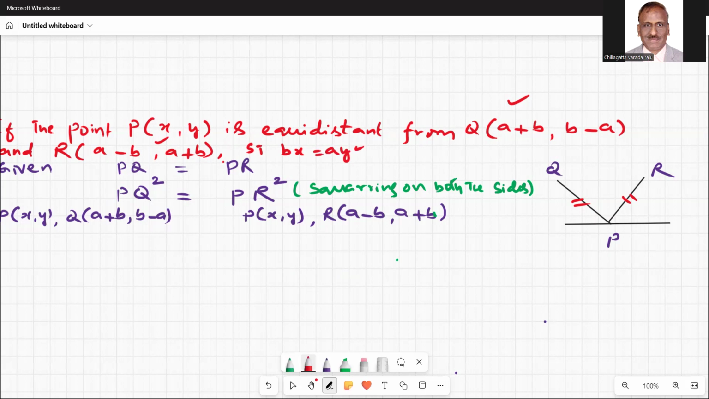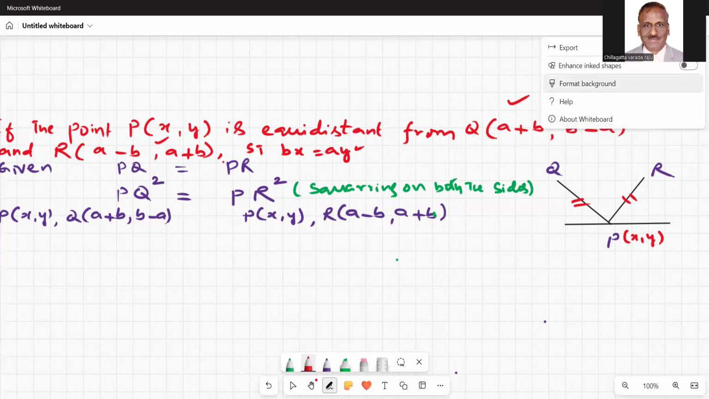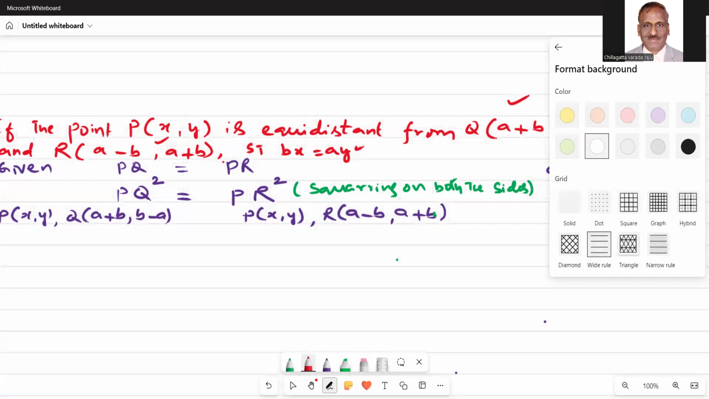P is a point equidistant from the 2 given points. Let us take this point P as (x, y). This point is equidistant from Q and R. Show that bx is equal to ay. So here also given PQ is equal to PR. That means squaring on both sides, PQ square is equal to PR square. Like the previous problem, shall we use the distance formula between 2 points to solve for PQ square and PR square?